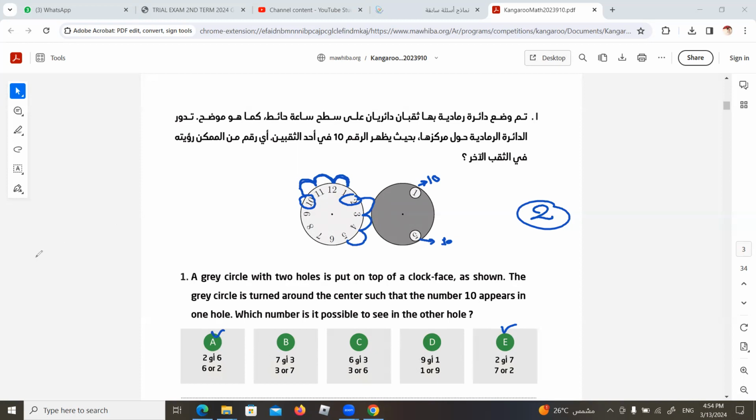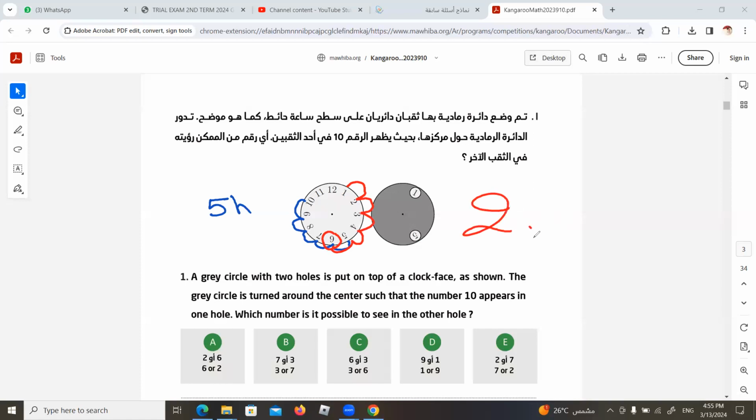Let's check the second number. The second number is 5. This 5 will be 10. So let's start from 5 to 10: 1, 2, 3, 4, 5. We go 5 steps, 5 hours. By the same way, in the same direction, we'll go 5 hours. So start from 1: 1, 2, 3, 4, 5. So it will be 6. So the first number is 2 and the second number is 6. So the result will be A.